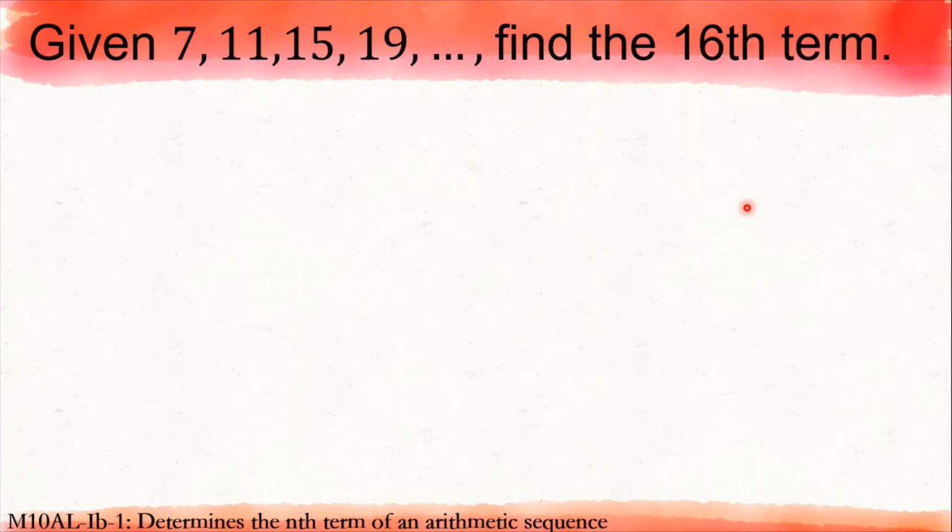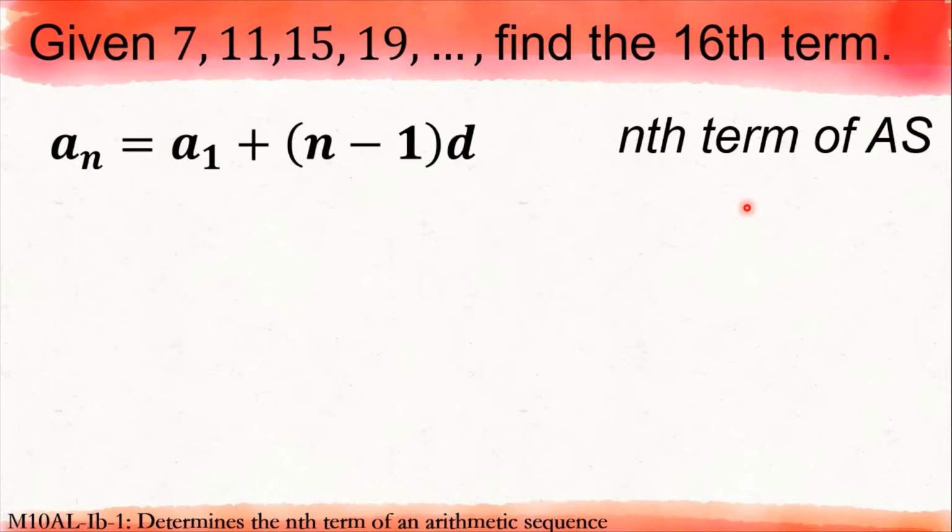Now, try natin gamitin ang nth term in this example. Given 7, 11, 15, 19, find the 16th term. Now, using the general term of an arithmetic sequence, ang una natin gagawin is we need to find the values of a sub 1, n, and d. Kasi yun ang kailangan natin sa pag-solve.